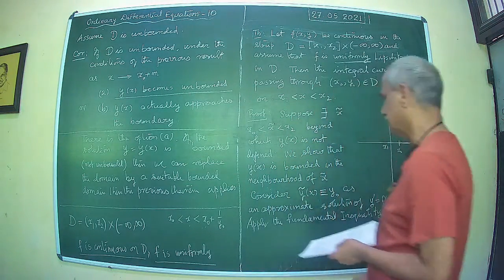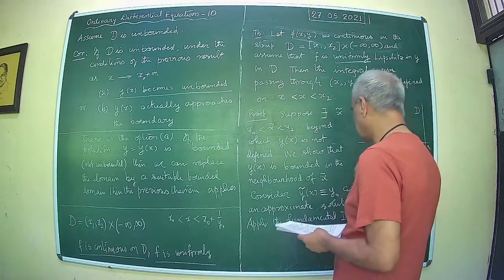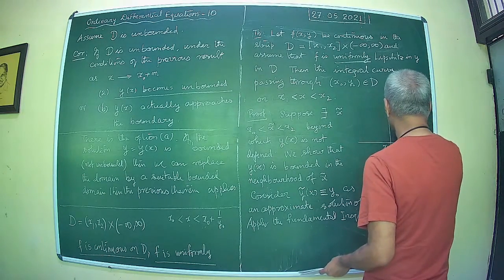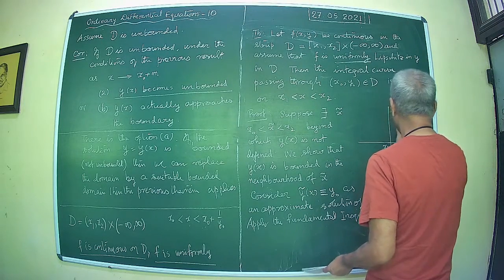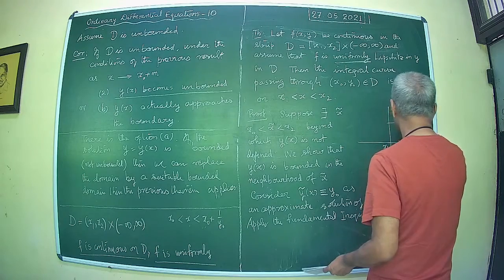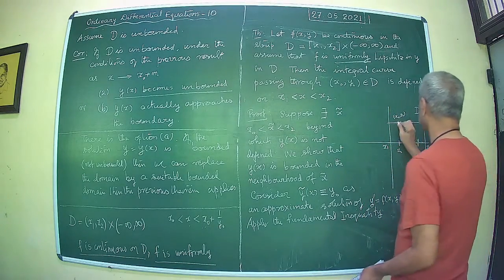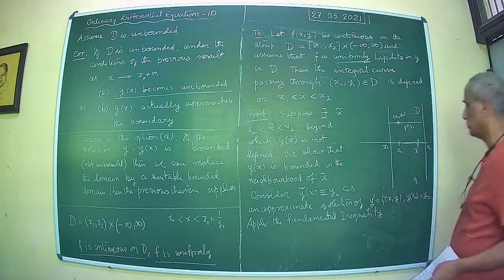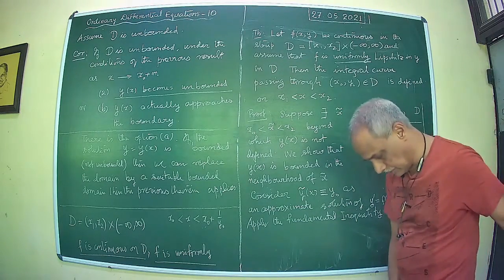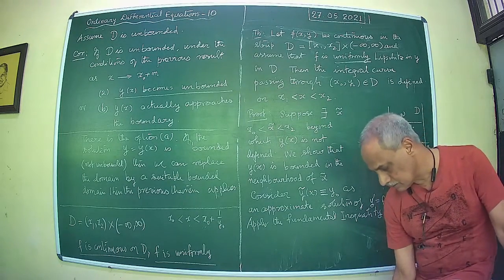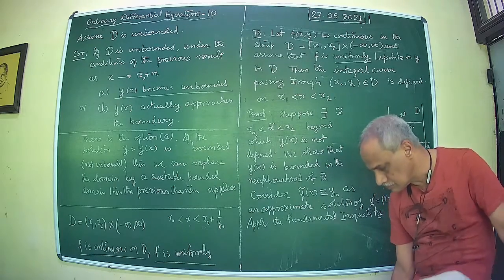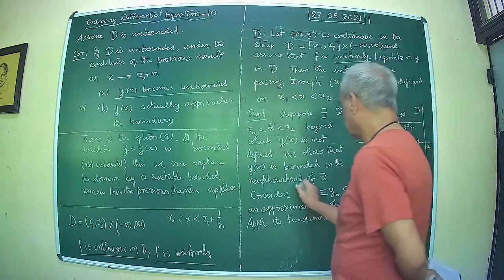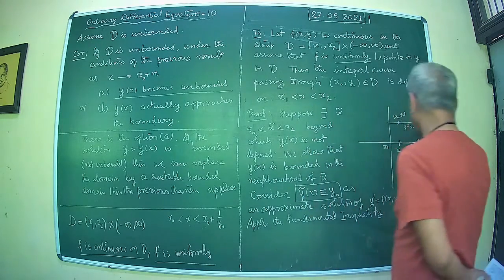I put y tilde here. y tilde x is defined as y0. That means you are taking the point x0, y0. This is x0, y0, and the graph given by this is y equal to y0, which you call a solution y tilde. So y tilde x is taken as the constant function.